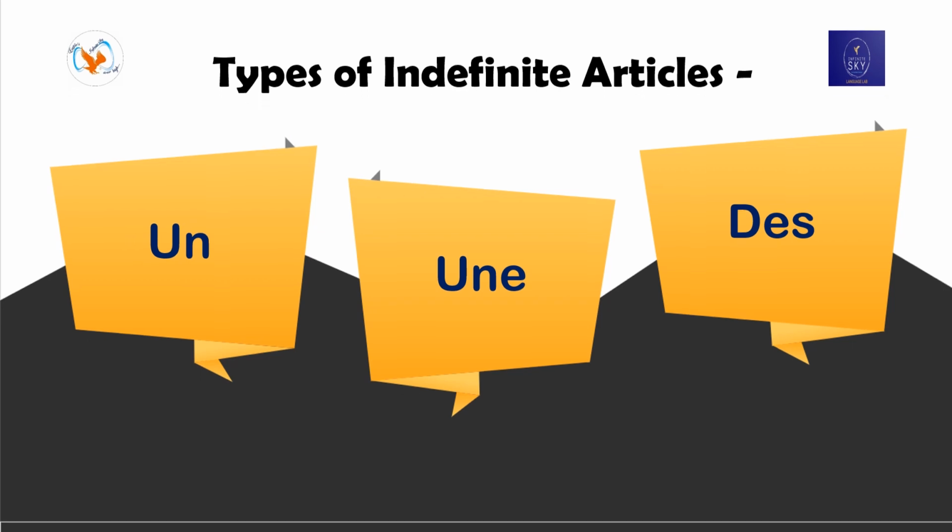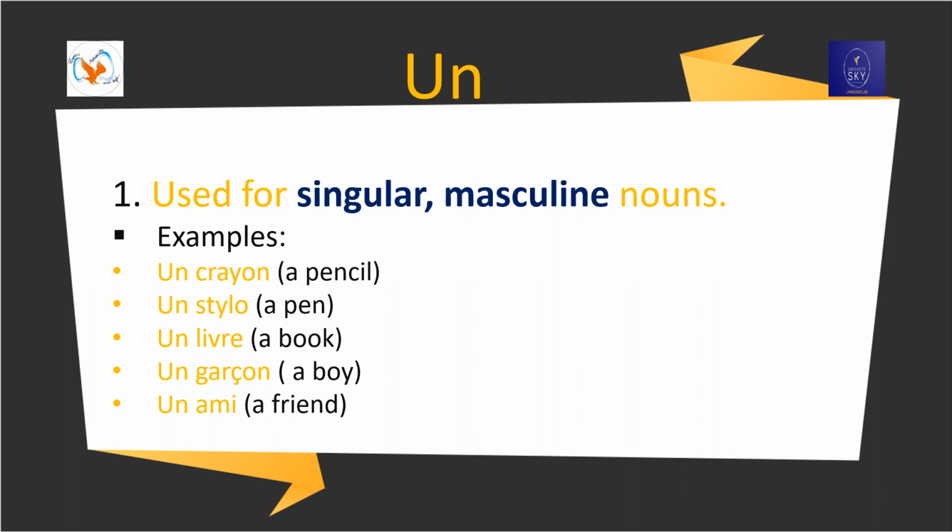Let's break it down. First up, we have the masculine singular indefinite article un. This is used for singular masculine nouns. For example, un crayon, un stylo, un livre, un garçon, un ami.